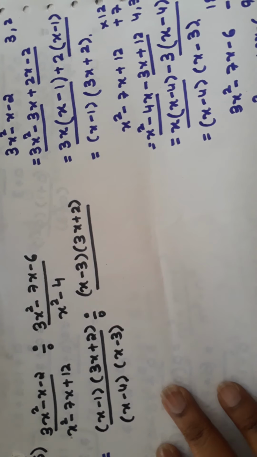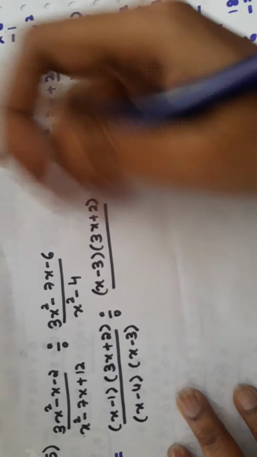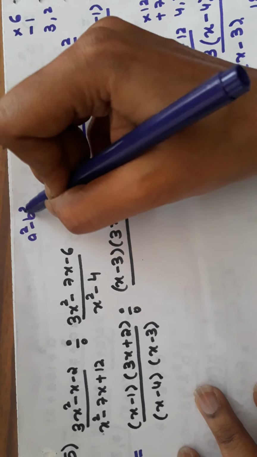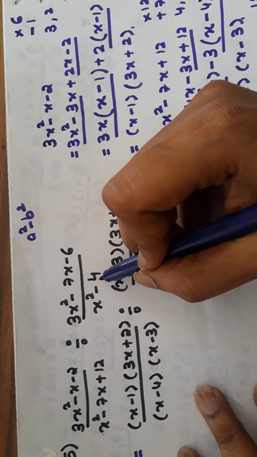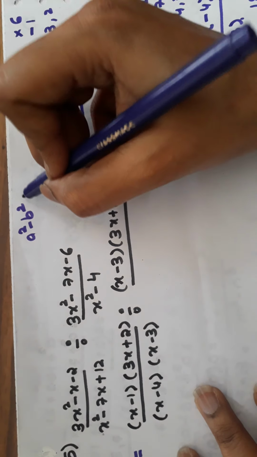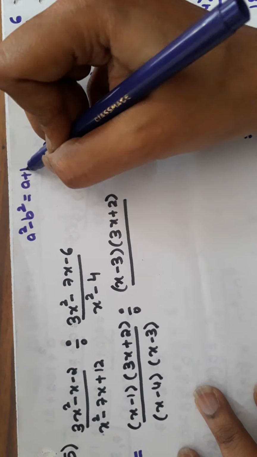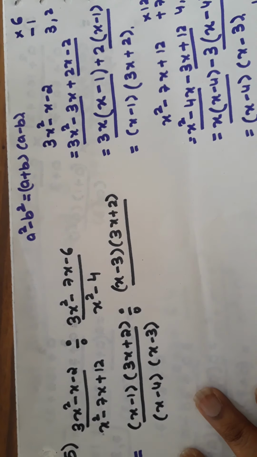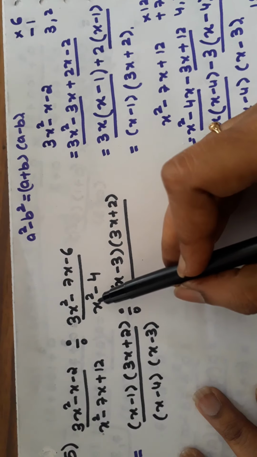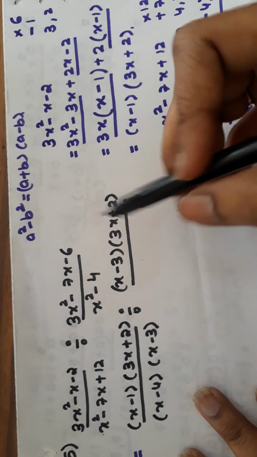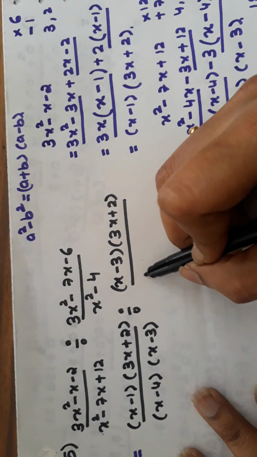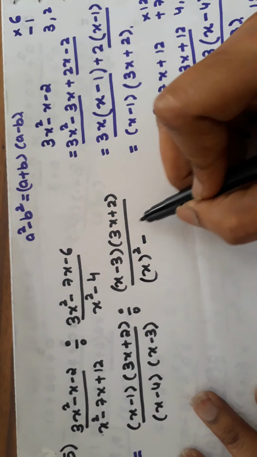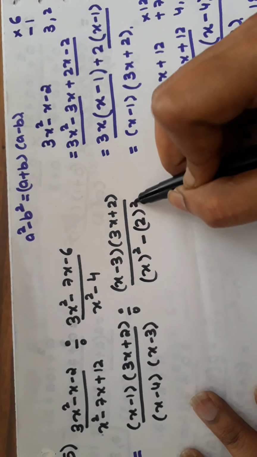Now here I am going to use the expansion formula a² − b², because there is no middle term in this expression. It is (a + b)(a − b). But before that you have to write both the terms as the square of an expression. x² is the square of x and 4 is the square of 2.